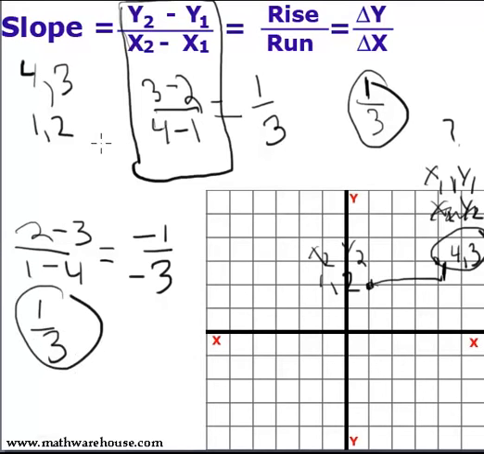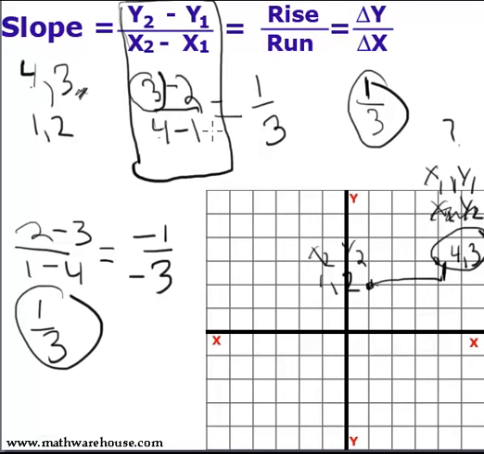So as you see, it doesn't matter which point you choose to be your x1 and y1. You can do either one. All that does matter is, if you're going to choose your y2 to be this 3 here, then the x2 has got to be the matching x value.